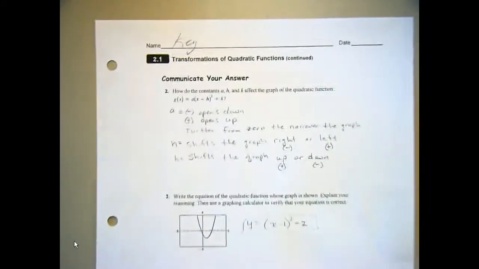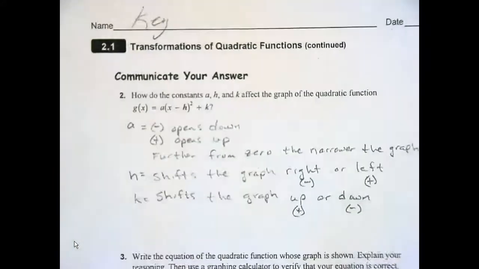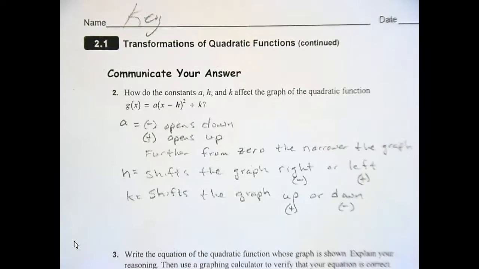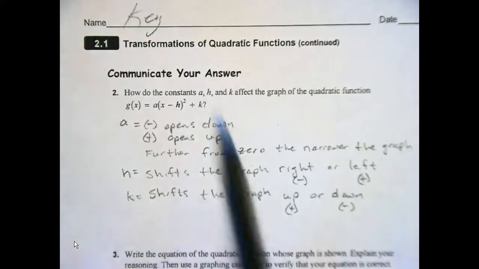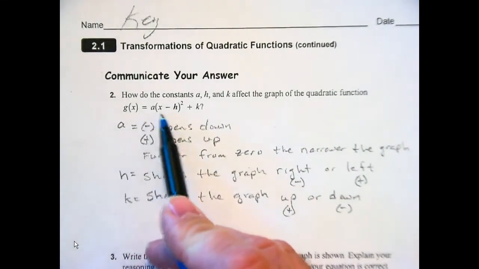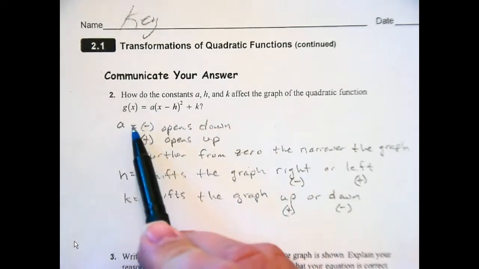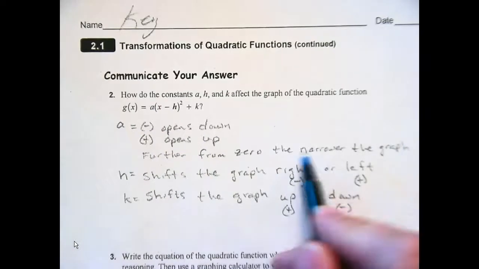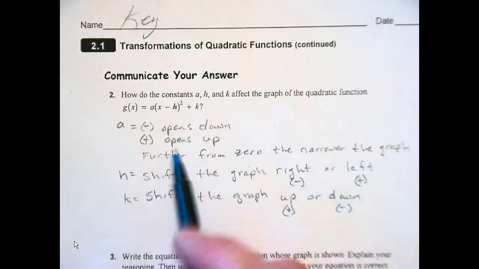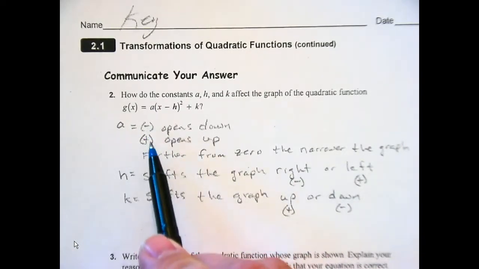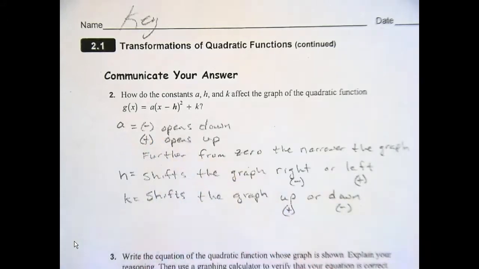Number 2, a quick summary of our info from last chapter. Notice we're dealing with quadratics here now. So g of x is equal to a times the quantity x minus h, quantity squared, plus k, where a determines our width. The further from 0, the narrower the graph. It also determines whether it opens up or down. If a is negative, it opens down.